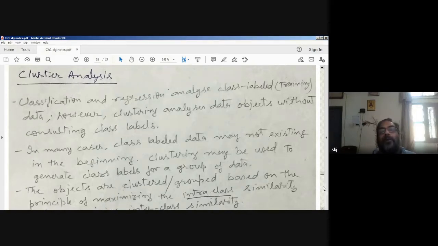So all the objects inside one group are similar to each other. At the same time, an object is dissimilar to the objects of another group. So here, tomatoes in one group are dissimilar to the potatoes, or group of potatoes. But inside one group, tomatoes have similarity. Inside another group, potatoes have similarity.